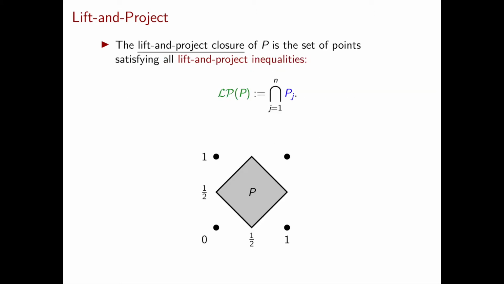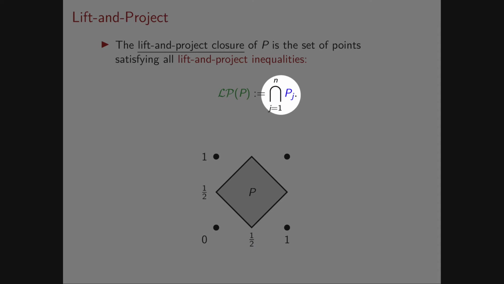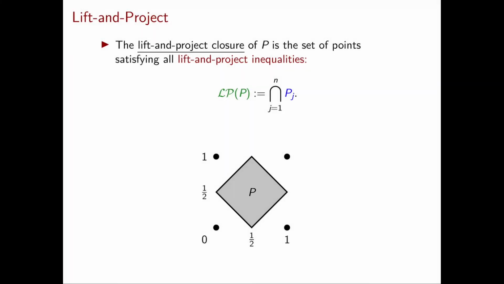Now we can define the lift and project closure of the polyhedron P, and it is obtained simply by intersecting all the polyhedra P_j for every j between 1 and n. We're going to denote the lift and project closure with this notation LP of a polyhedron P. We have an example here to discuss, so that's our polyhedron, and we just have two variables.